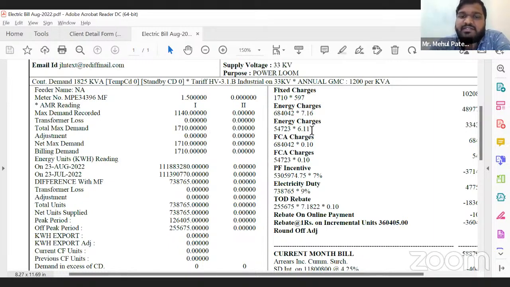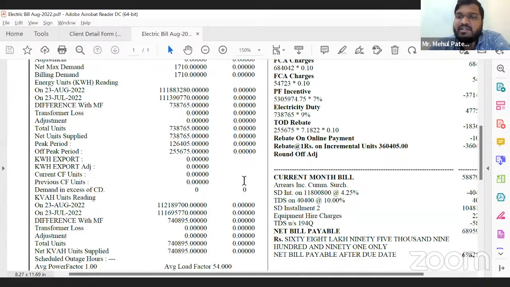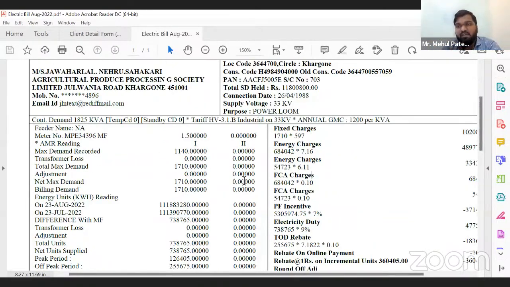The electricity bill doesn't clearly mention the time slots, but I'll give a brief idea. The first time slot starts from 6 a.m. morning to 6 p.m. evening. That is considered peak hours, where the tariff will be slightly higher than the regular tariff. Then the second slot starts from evening 6 to 10 p.m.